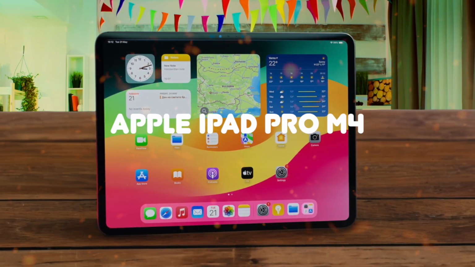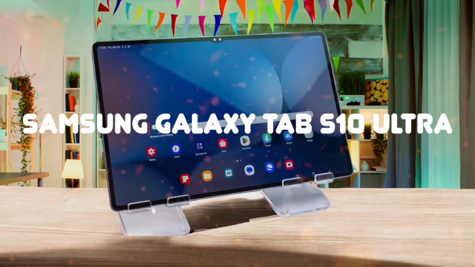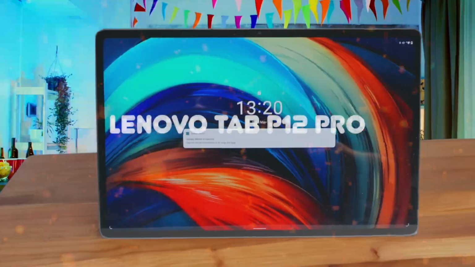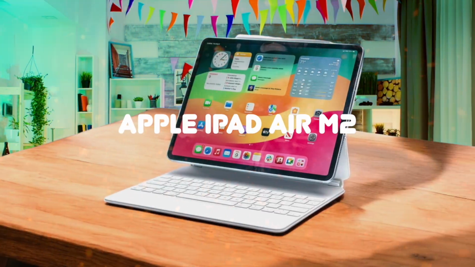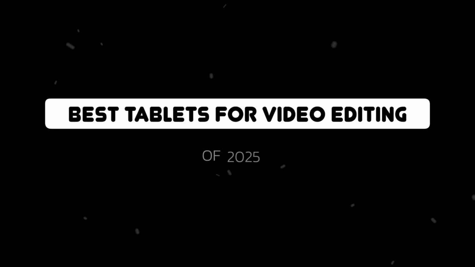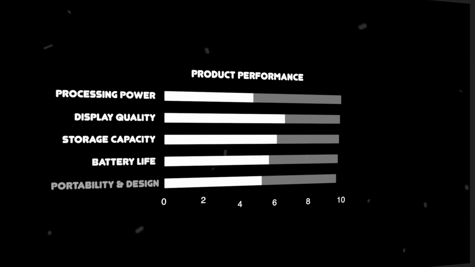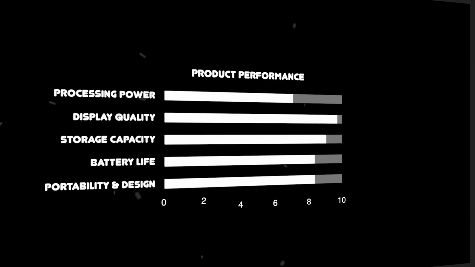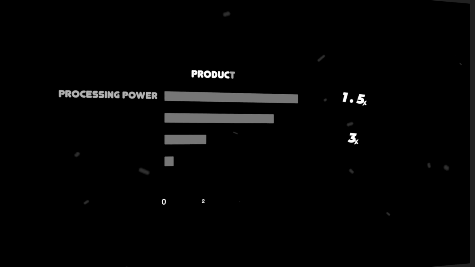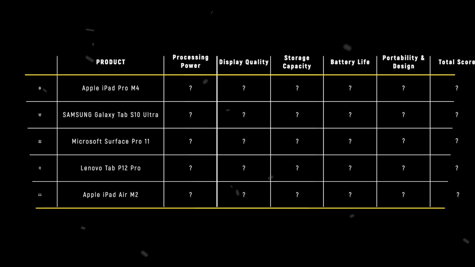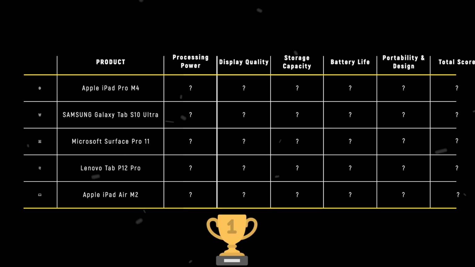The Apple iPad Pro M4, Samsung Galaxy Tab S10 Ultra, Microsoft Surface Pro 11, Lenovo Tab P12 Pro, and Apple iPad Air M2 are the most popular tablets for video editing of 2025, but which is the absolute best? We are going to compare them to each other and score them in various categories, with some categories holding more weight than others. In the end, we'll decide which is the best one based on the final score, and we will declare the absolute winner.